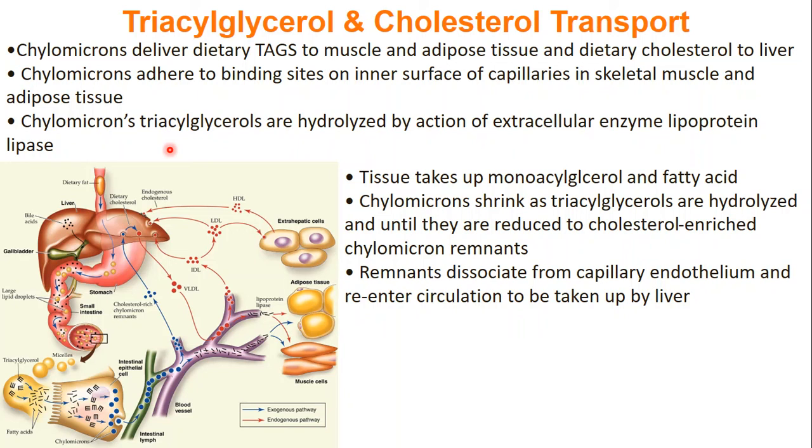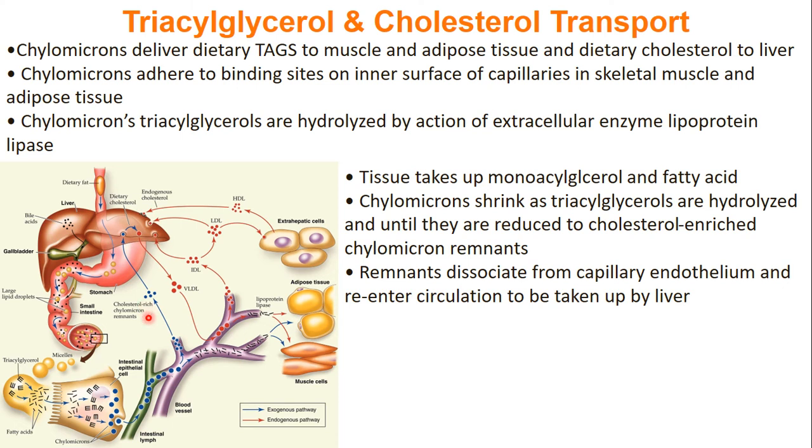In this video, we're going to continue to look at how triacylglycerols are digested. And so we're going to talk more about chylomicrons. Chylomicrons will deliver our triacylglycerols to muscles and our fat tissues and dietary cholesterol to our liver. The chylomicrons will attach to binding sites on the inner surface of our capillaries in skeletal muscle and adipose tissue. And once they're attached, their triacylglycerols are hydrolyzed by extracellular lipoprotein lipases.